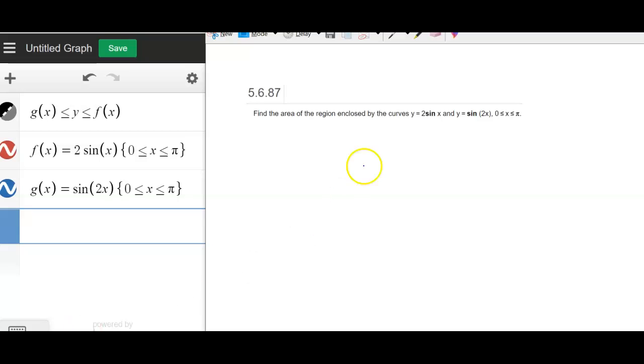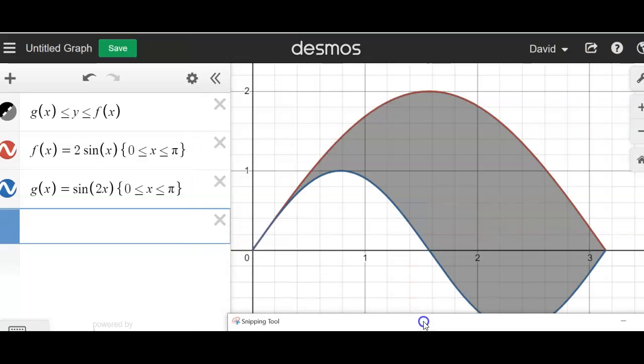Alright, let's look at this graph area between two curves. We've got a sine function and another sine function. One is 2 sine x, the other one is the sine of 2x. So two completely different functions, and I've labeled one f and one g, and this is what the area we're looking for looks like.